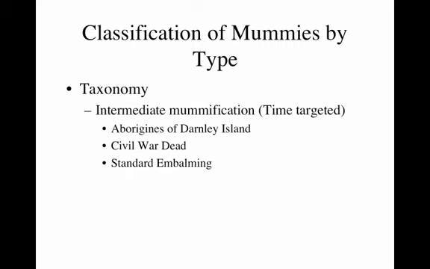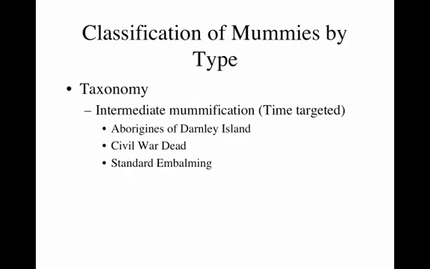The Aborigines of Darnley Island, in more ancient cultures, are another good example of time-targeted or intermediate mummification. They would mummify their dead for a period of time that would allow people to come from distant parts on foot, go through their funerary rituals, and finally bury the individuals, and they would in fact decay.